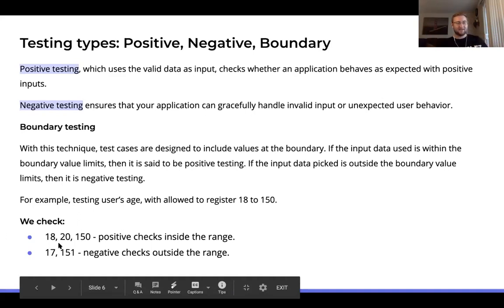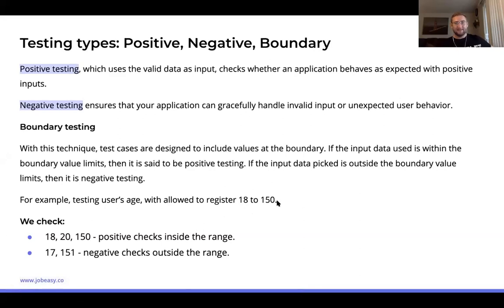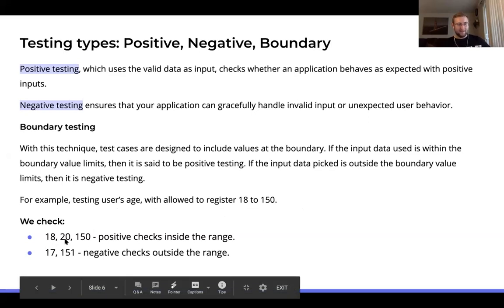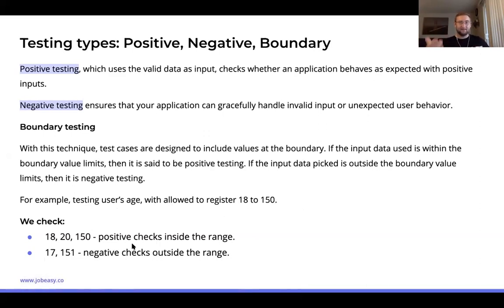So positive checks would be 18. If we have a requirement that says if you're 18 to 150, you should be able to register, then 18, 20, and 150 would be positive checks inside the range. 18 and 150 would also be considered boundary cases because we check the boundaries of our expected behavior. 17 and 151 are going to be negative checks because we provide a negative type of input, but at the same time they are considered boundaries because they're again on the border of what is expected.